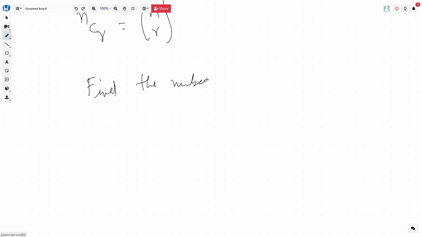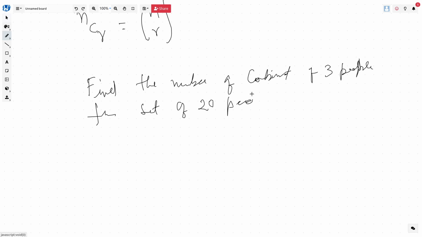Find the number of combinations of 3 people from a set of, let's say, 20 people. So that is nothing but 20C3. Now we'll try to see from our multiplication principle what we need to do to compute this number 20C3.